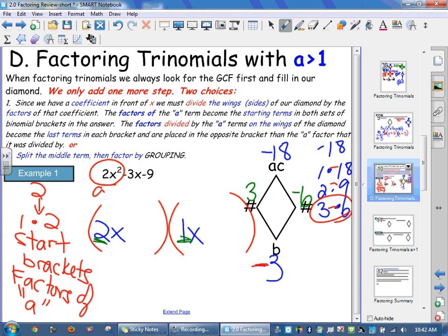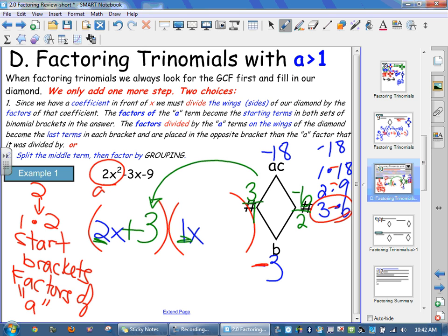Now the trick is putting them back in the brackets. When you put them in the brackets, you put them in the bracket with the number they didn't divide by. So the answer to 3 divided by 1, which is 3, is going to go in the bracket with the 2. You can't go in the bracket with the guy you divided by. And he's a positive 3. Over here, negative 6 divided by 2 gives me a negative 3, but I cannot put him in the bracket with the 2. He's going to go in the bracket without the 2. So I get a negative 3 there.